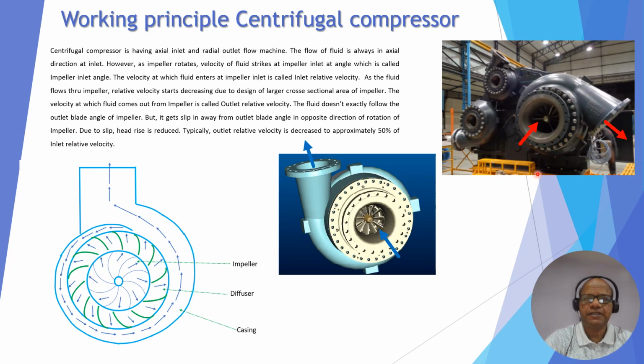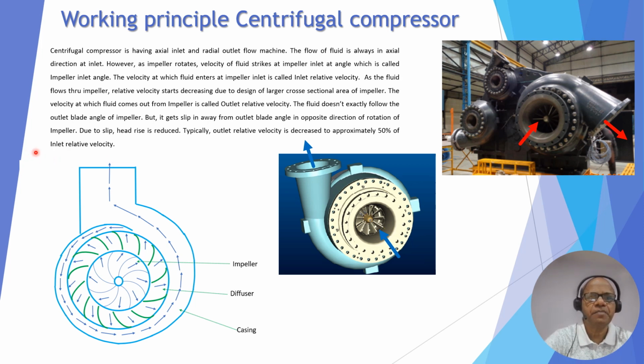Now you can see this is the actual flow path: suction of the compressor, and this is discharge. The same thing is shown here. This is suction, this is discharge, and here also it is shown. This is the casing. Then we have the diffuser. Then the impeller. So gas is sucked here, then travels outward from the impeller, then goes to the diffuser, and then finally it follows the path of the casing and comes out.